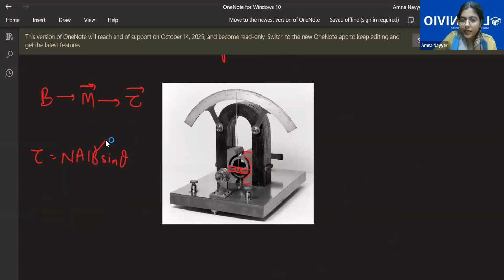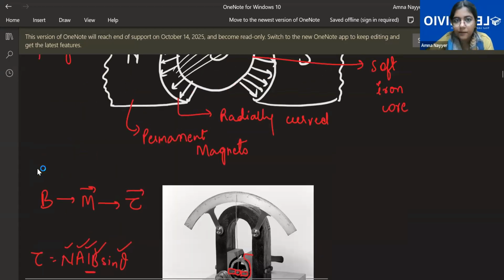Magnetic field is already there. Current is coming. Number of turns are existing. Area of the coil will also be there. Angle will already be formed. These are the two things. Current was just lacking. If current is there, it will cause a torque. And that torque actually causes the pointer to move. So this is why we are able to observe the current.